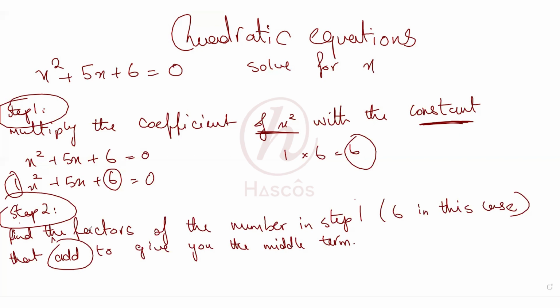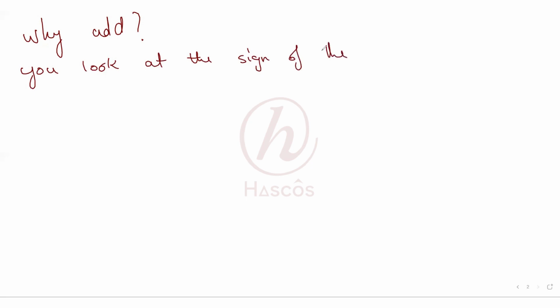Now why add? We're gonna discuss this on the next slide, that why are we adding. There's a very simple answer to this. You look at the sign of the constant. Now in this case we have x squared plus 5x plus 6. The constant is 6. What is the sign of the constant? It's positive. If the sign of the constant is positive, we add.